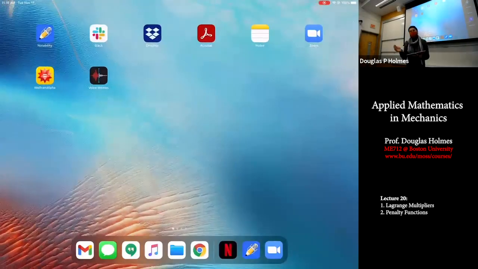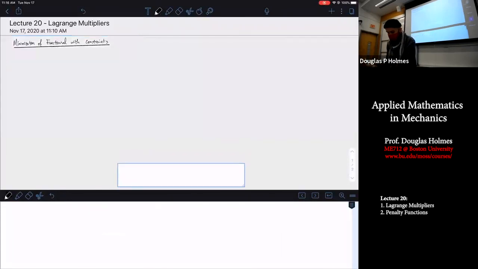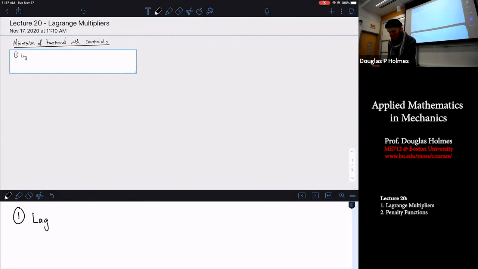So this is a really common occurrence in problems of variational calculus: how do you find the minimizer subjected to some constraint? We're going to do this generically, and we're going to do it two ways. There's basically two approaches to doing this. The first approach is something you might have heard of before. I don't know, hopefully this is a familiar term. It's what's referred to as the Lagrange multiplier method.